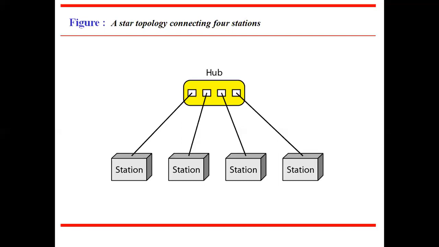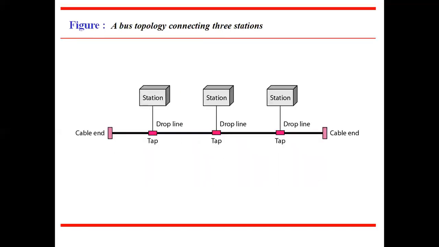Now look at the third topology, bus topology. A bus topology is multi-point and acts as a backbone to link all the devices. Nodes are connected to the bus cable by drop lines called taps. The best example of this is the cable television network.